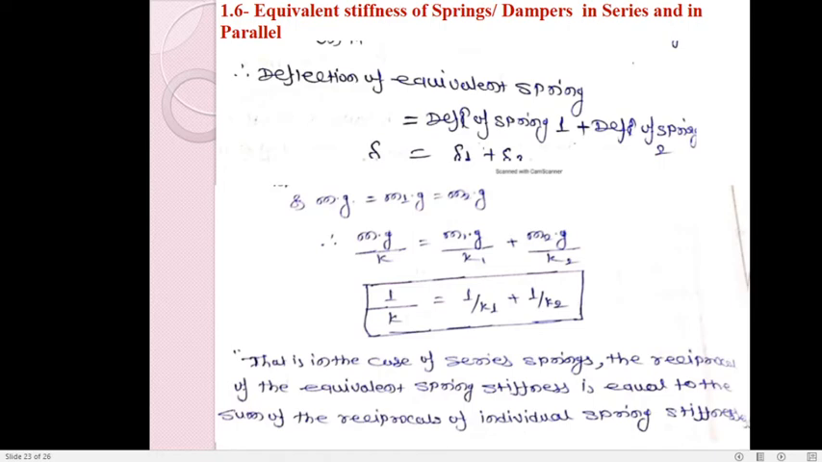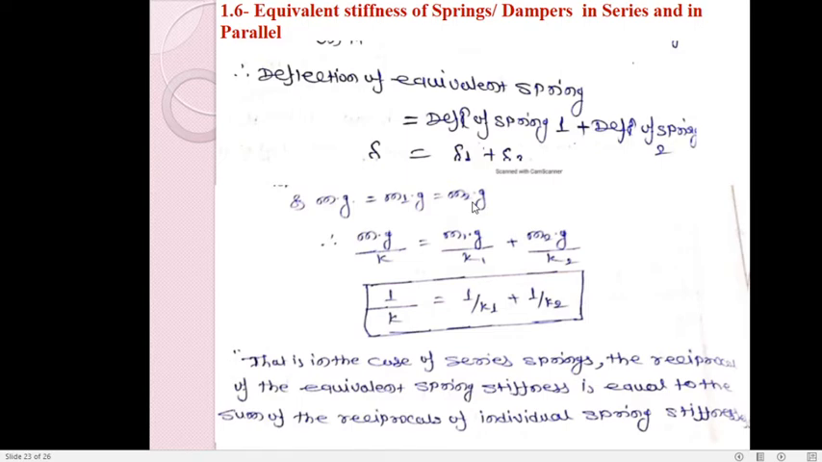As we have just discussed, m into g, the force acting on these two springs, is the same. Suppose m1 into g is the force acting on spring 1 and m2 into g is the force acting on spring 2, but as they are sharing the same force, this magnitude will be the same, that is m into g equals m1 into g equals m2 into g.